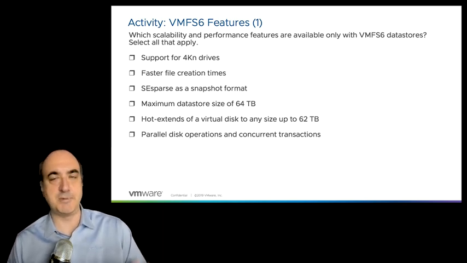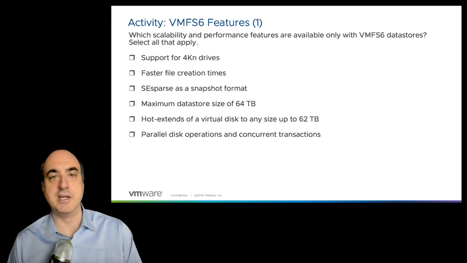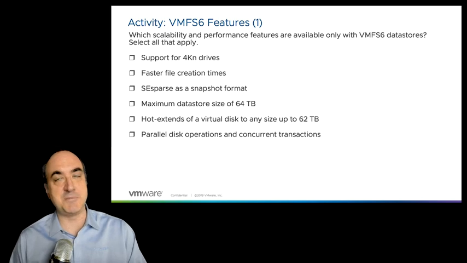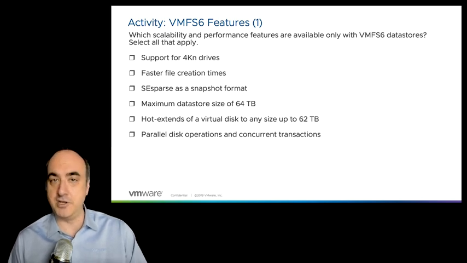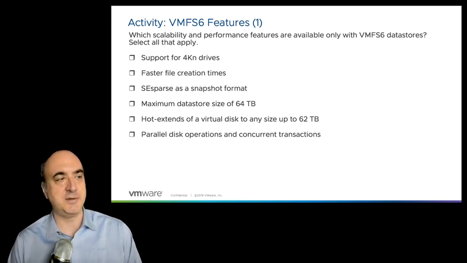Well, we did talk about 4K native drives. That is actually a VMFS 6 exclusive. Faster file creation times: that is also a VMFS 6 exclusive. Space efficient sparse as a snapshot format: we just mentioned that. It's the default in VMFS 6, but it is something that VMFS 5 can use. It's used when virtual disks are 2 terabytes or greater, so it's not something that is exclusive to VMFS 6.